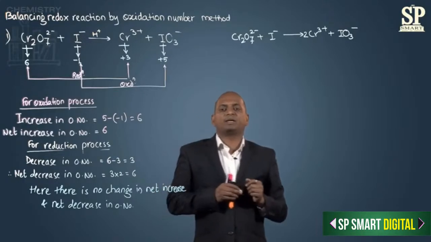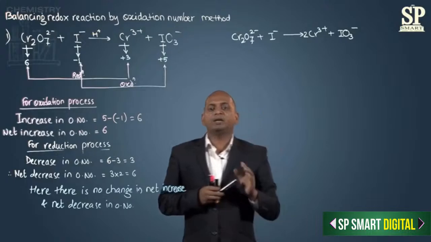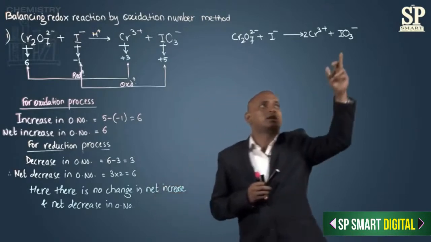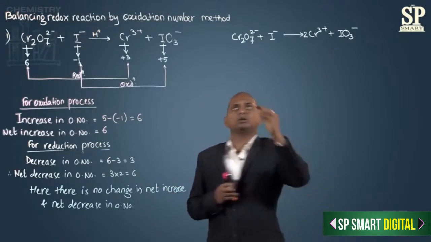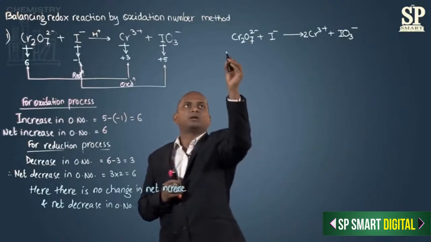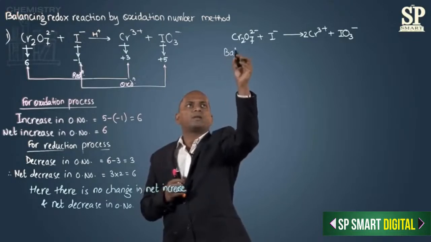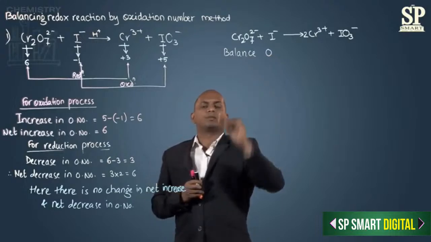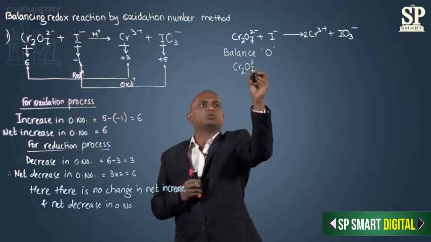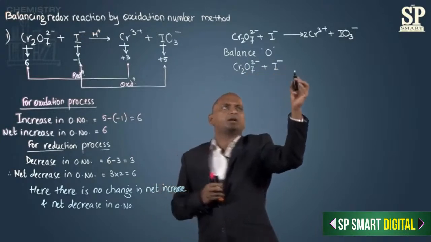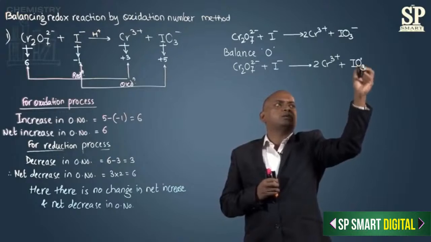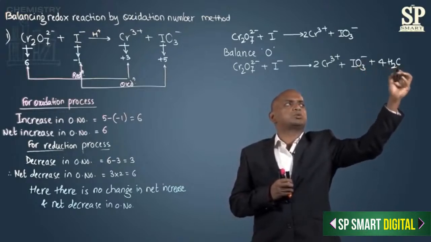First of all we have to balance the oxygen by adding H2O. How many oxygens? 7 oxygens on this side, 3 oxygens on this side. So we have to add 4 H2O on this side. See, here I am writing balance O, oxygen. Cr2O7 2- plus I- gives you 2Cr3+ plus IO3- plus 4H2O.